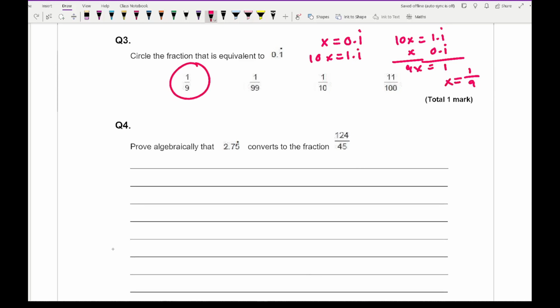But again, if you're happy with these, usually what you find is 0.1 recurring is 1 over 9, 0.2 recurring is 2 over 9, 0.3 recurring is 3 over 9, etc.